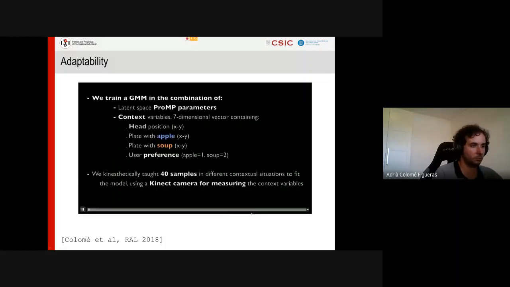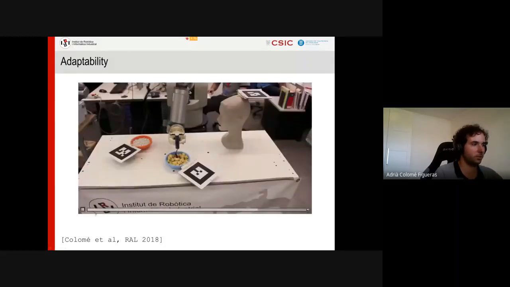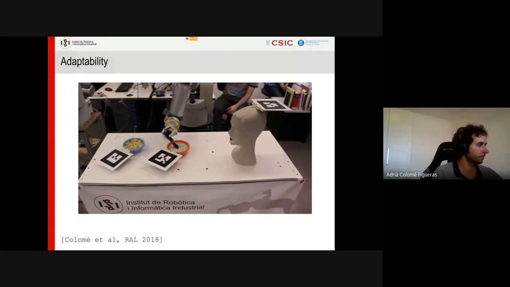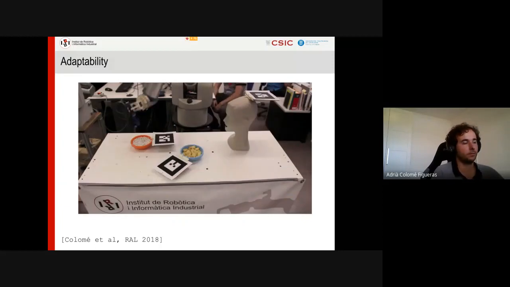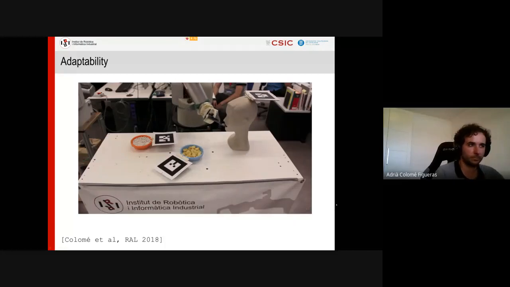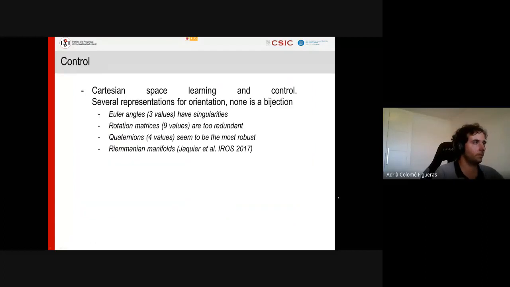So here, oh, sorry. So here we have some examples here. Okay. And now talk a little bit about adaptability, but I think there's more to it.